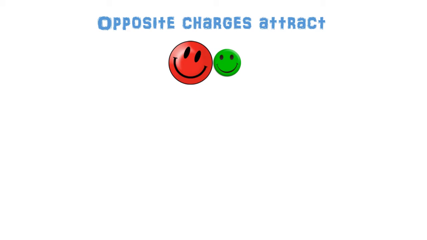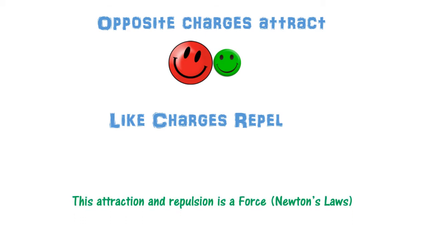Okay, now, the opposite of this is that like charges repel. So if I place two electrons or two protons next to each other, they'll be forced away from each other, quite quickly if they're close together enough, because there's going to be a large force pushing them out. And so that brings us to the conclusion here, which is that this attraction and repulsion is a force.